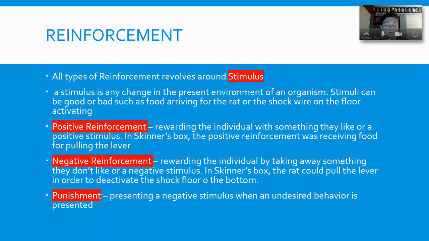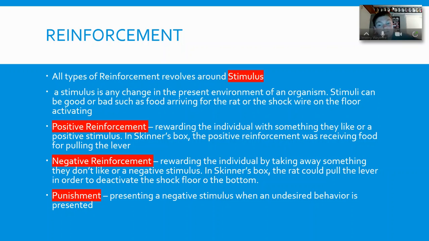So we're going to get into the keywords. All types of reinforcement and conditioning revolve around a stimulus. A stimulus is any change in the present environment of an organism. It can be good or bad, such as food arriving or the shock wire on the floor activating.